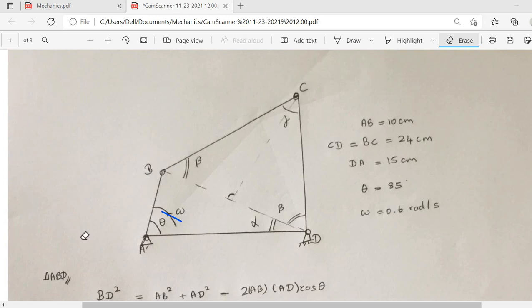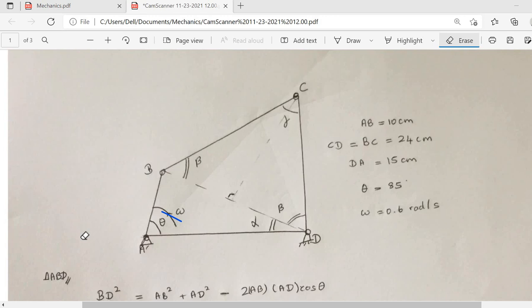Hi guys, in this video I'm going to show you how to do the practical crank rocker mechanism practical using Excel online tools. So here they have given a 4-bar link mechanism. As you can see, AB, BC and CD, as well as the AD is the fixed link. So there are 4 links, and AB is the shortest one.